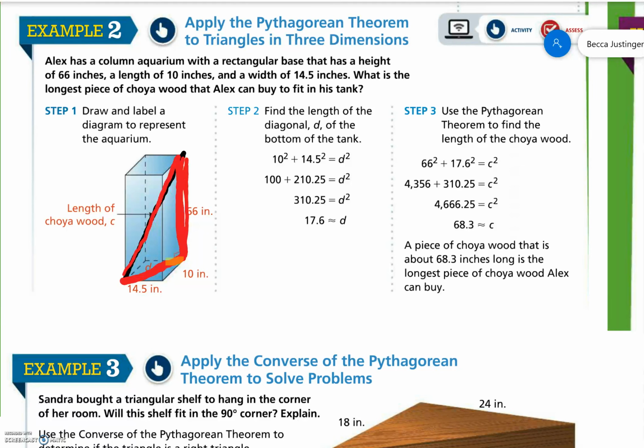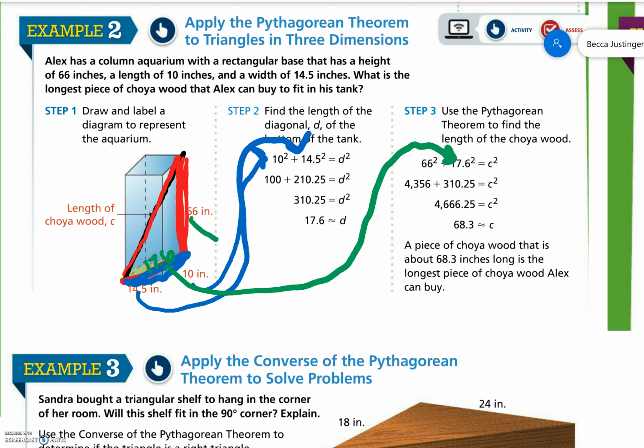So in order to find the height, the C, for that we have to do another step and we have to look at this right triangle. So that's what they do first. They use the 10 and the 14.5, plug it into the Pythagorean theorem, and end up getting that D is 17.6. Now we can use 17.6 along with our 66 in order to find this diagonal. Plug in, exponent, add, take the square root. A piece of cholla wood that is about 68.3 inches long is the longest piece of cholla wood Alex can buy.